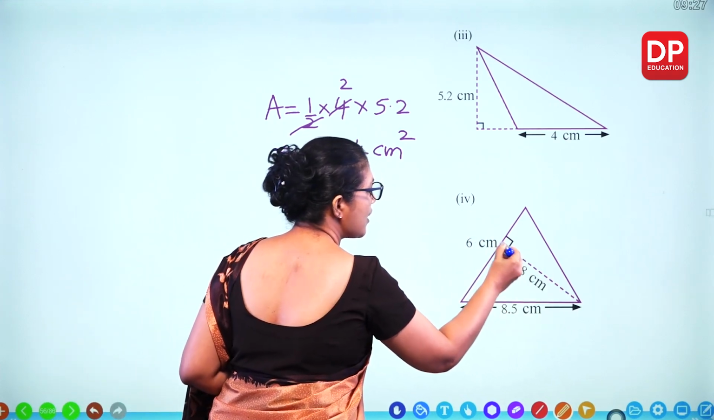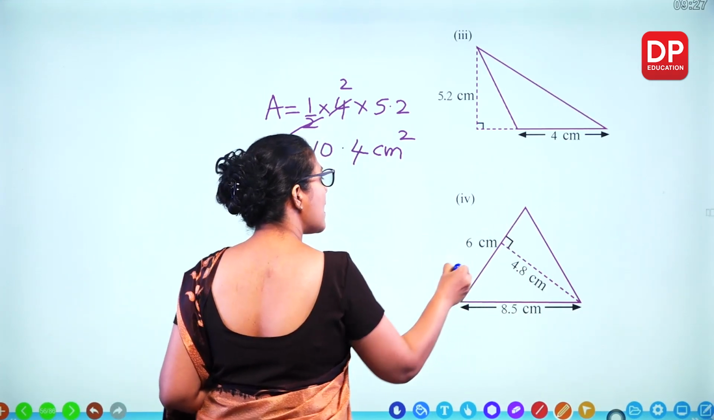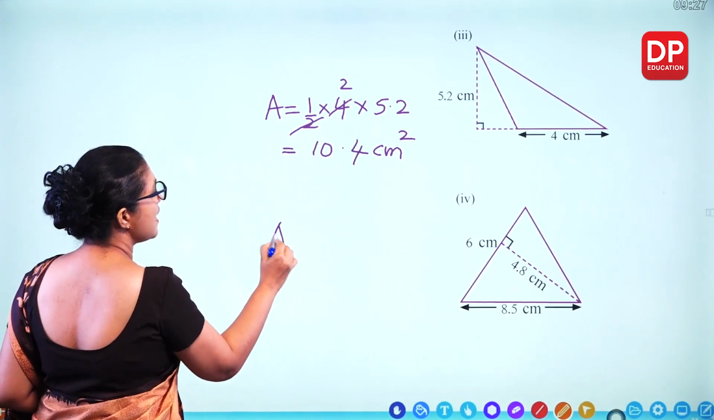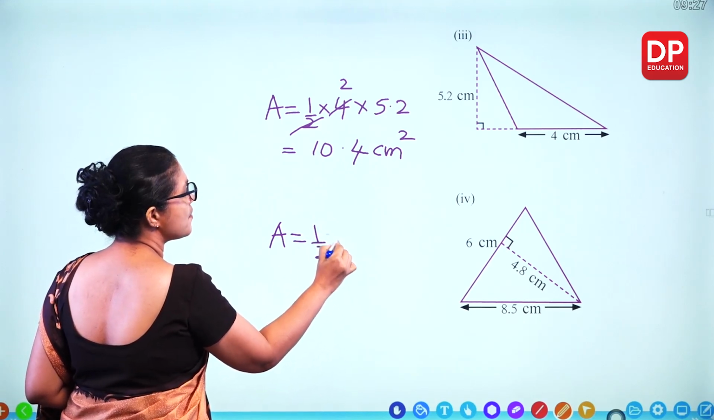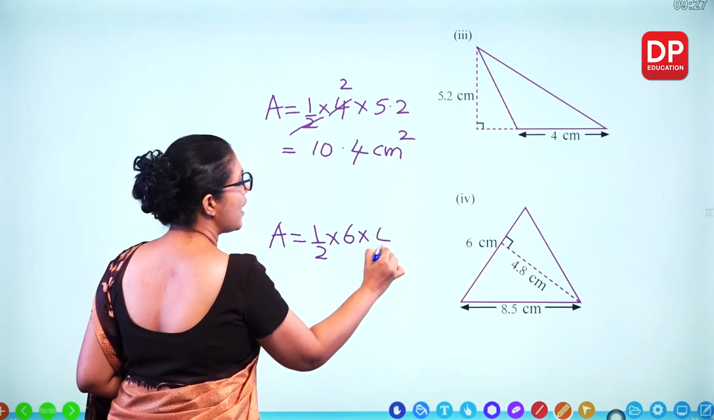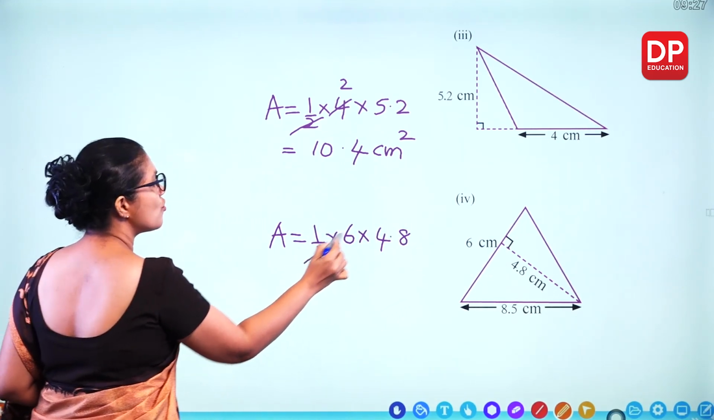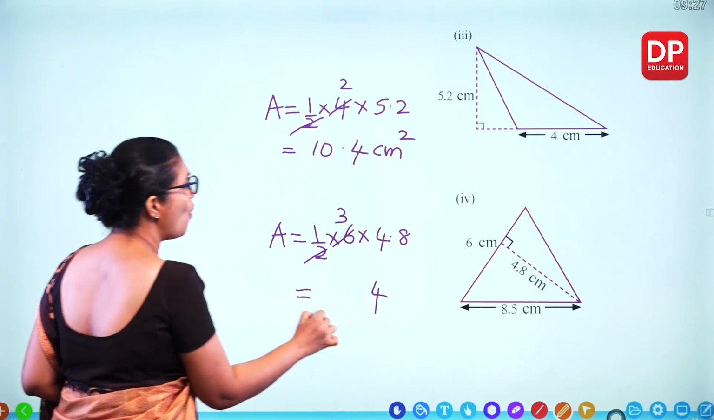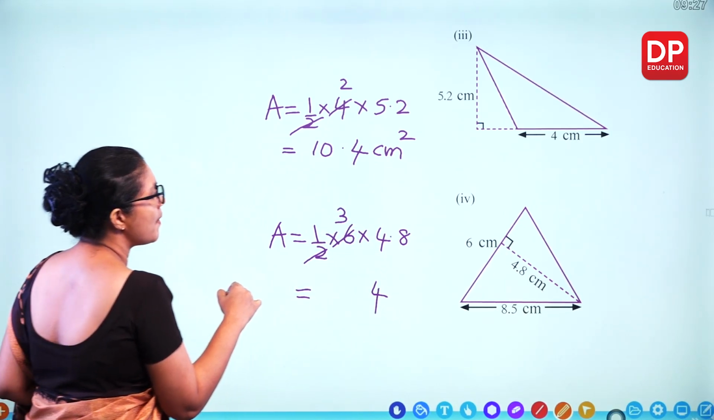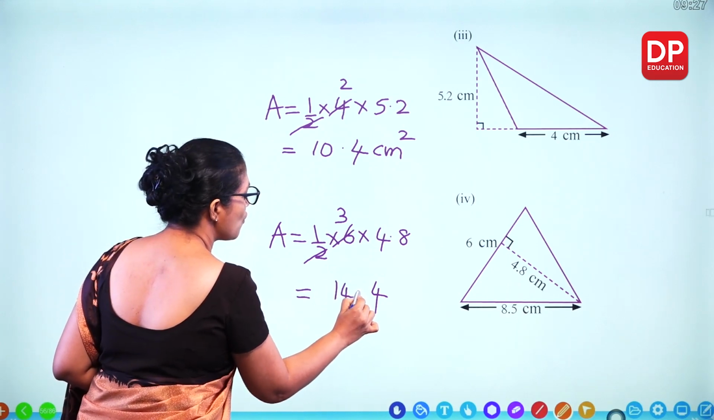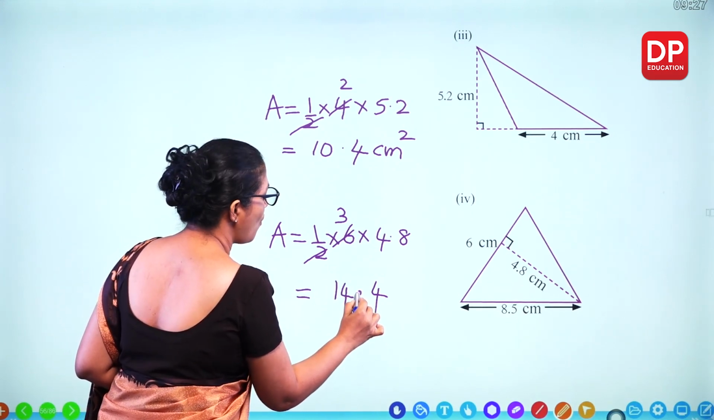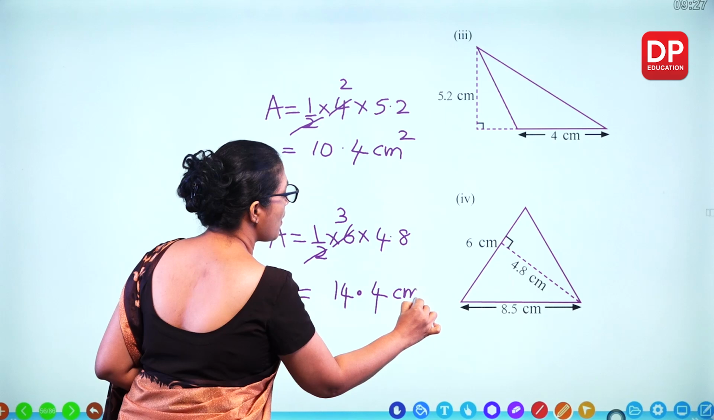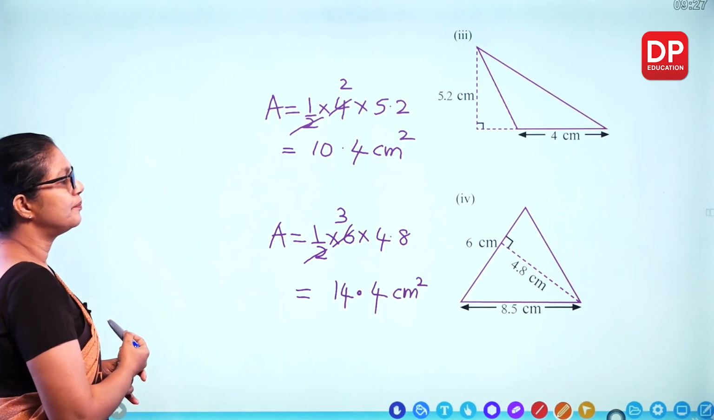This is again an acute angle triangle. This is the perpendicular height, so you have to take base as 6. So what's the area? Half times 6 times 4.8. So 2 times 3, so you get 3 times 8, 24. 3 times 4, 12 plus 2, 14. So 14.4 square centimeters.